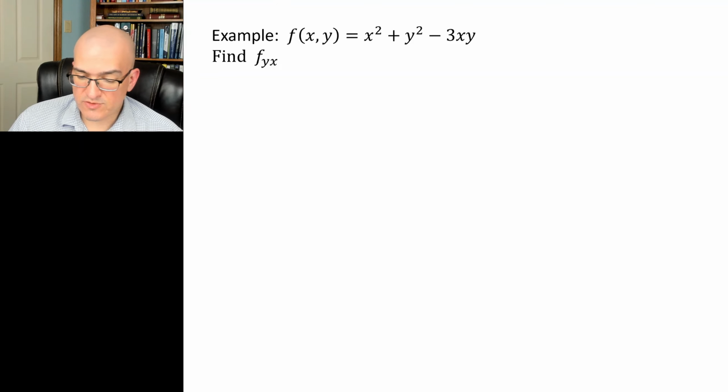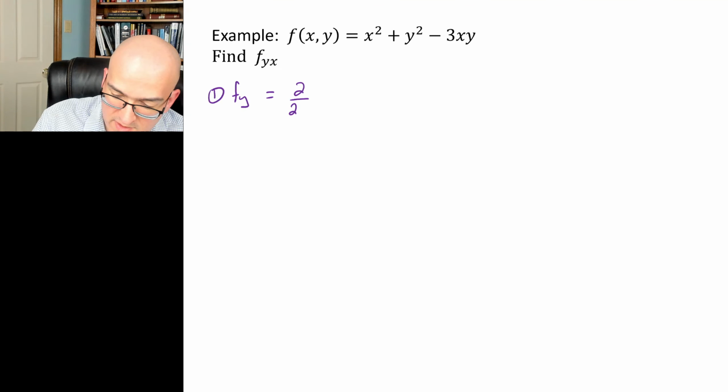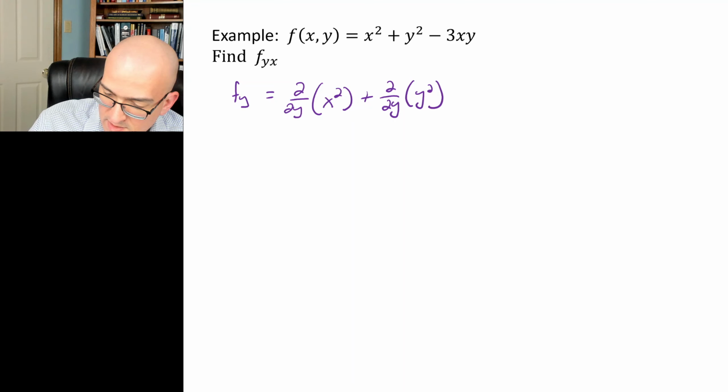So we'll do a mixed partial derivative for this expression. So step 1 is we're going to find the y derivative, the d by dy. We're going to find actually f sub y, I'll write it that way. f sub y is equal to the y derivative, d by dy, of x squared plus the y derivative of y squared minus the y derivative of 3xy.